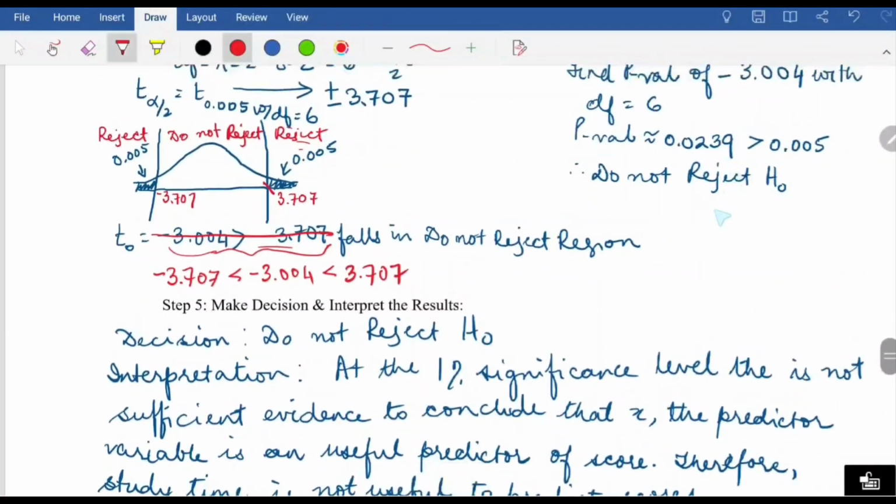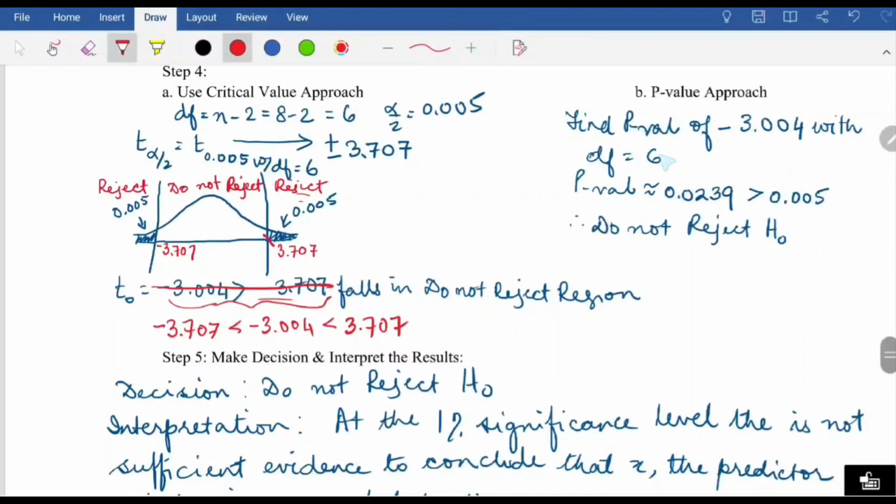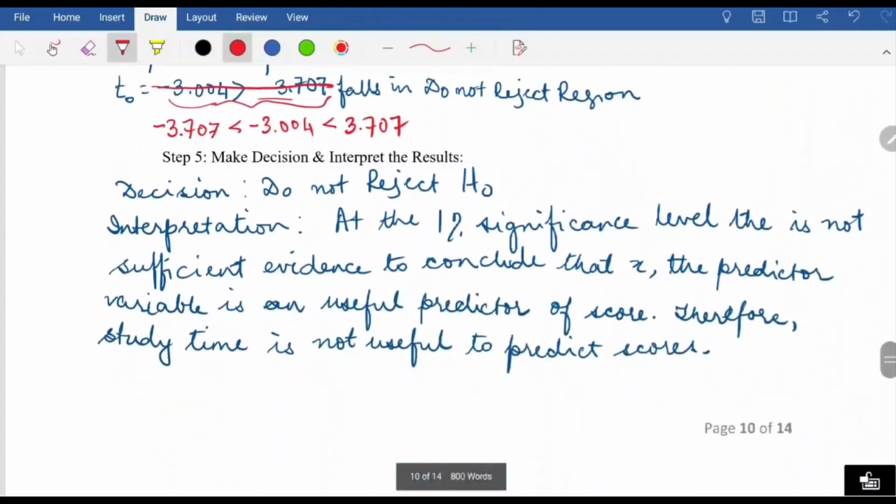And if you're using the p-value approach, then you have to find the exact value of the p-value and also multiply it by 2 for a two-tail test and compare it with 0.01. If you do not multiply the p-value by 2, then you can compare it with alpha by 2, which is 0.005. All right, but you should get the same result: 0.02 is greater than 0.005. So the decision is do not reject the null hypothesis.